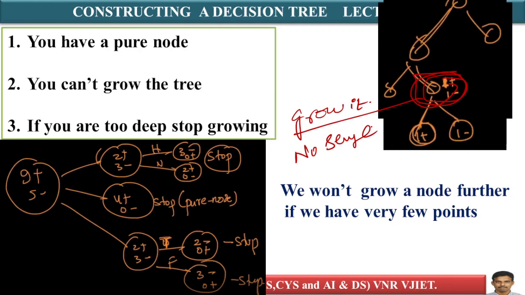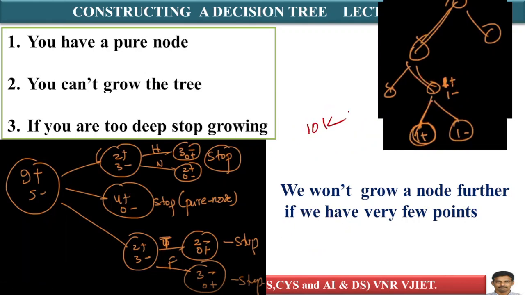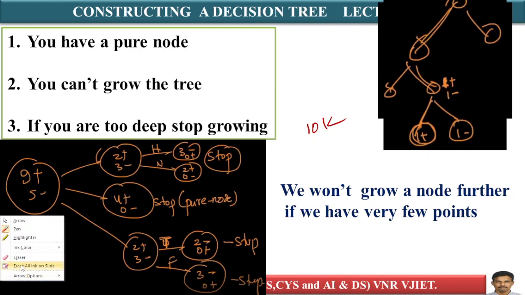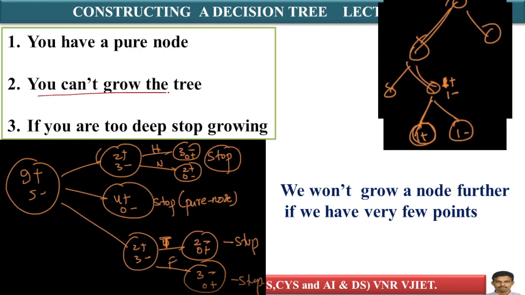Imagine my data set has 10,000 points. I can keep growing my tree long and long. I can make an extremely nested tree. Anyway, we completed this case. You can't grow the tree. We won't grow the node further if you have very few points.